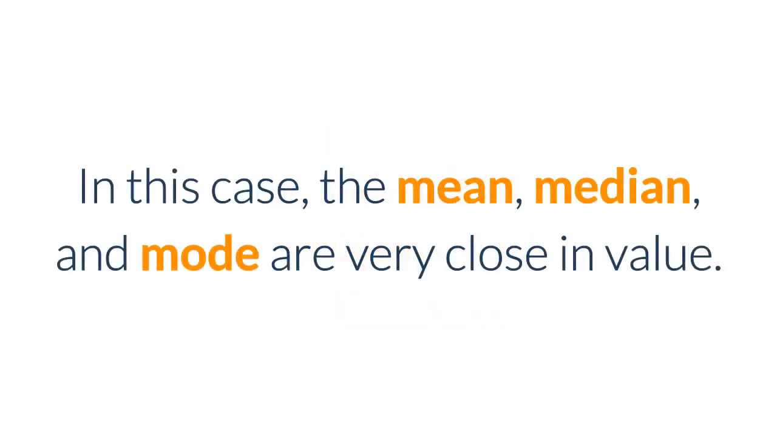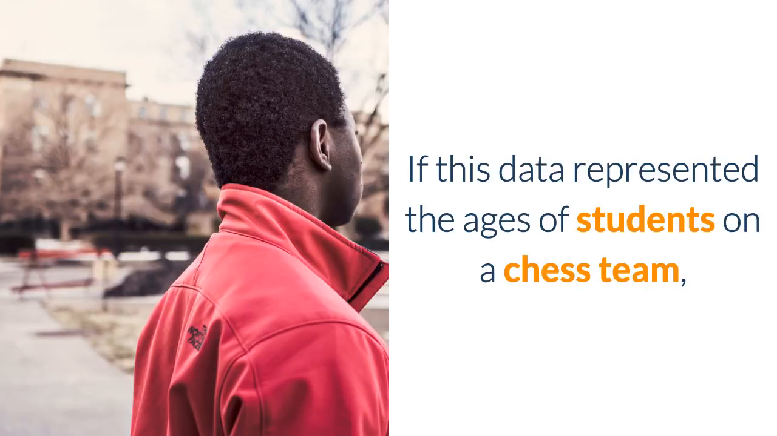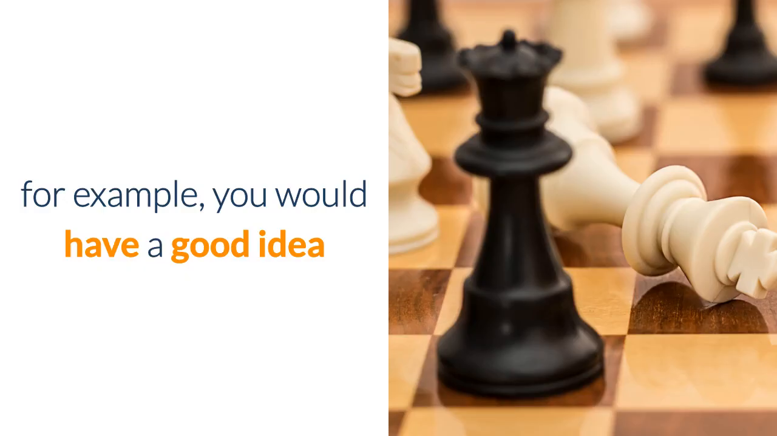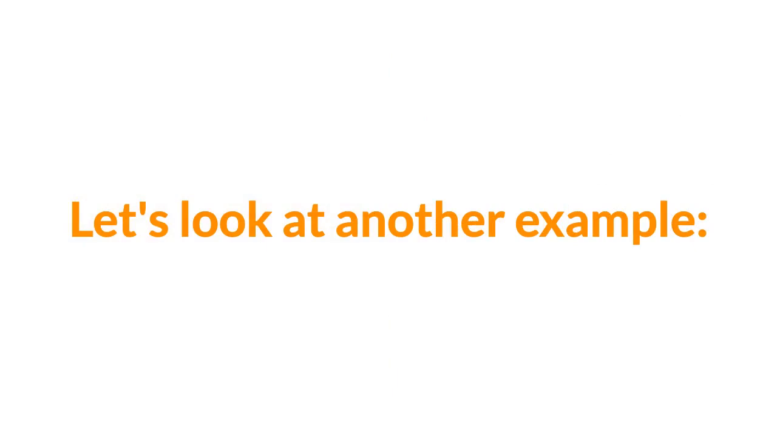In this case, the mean, median, and mode are very close in value. This shows some consistency in the data, with a middle or average value about 11. If this data represented the ages of students on a chess team, for example, you would have a good idea that everyone on the team was about 11 years old, with a few older and younger members. Let's look at another example.